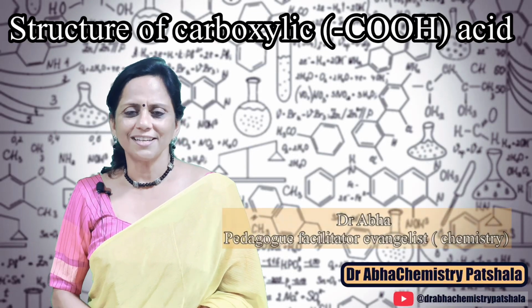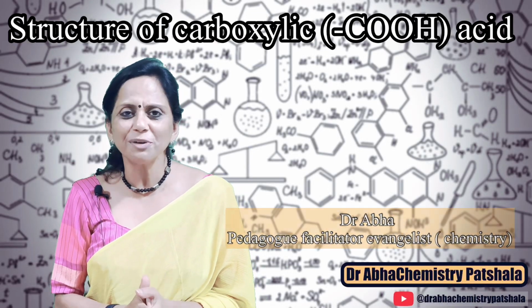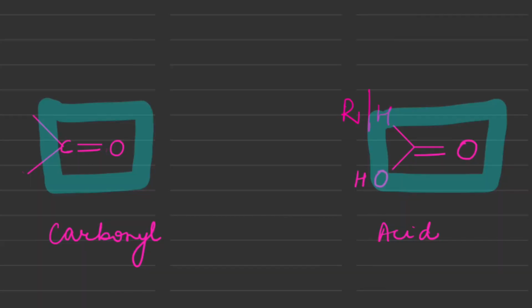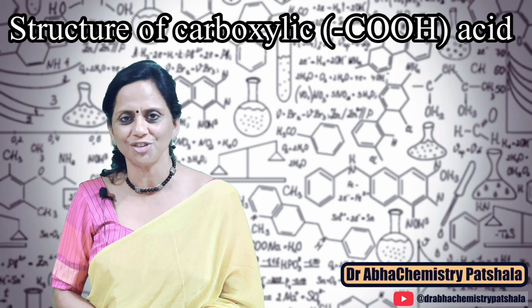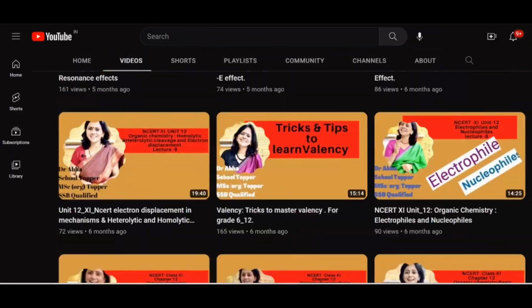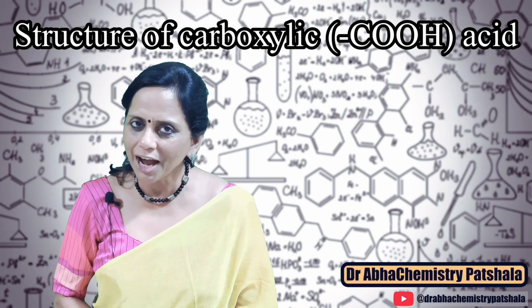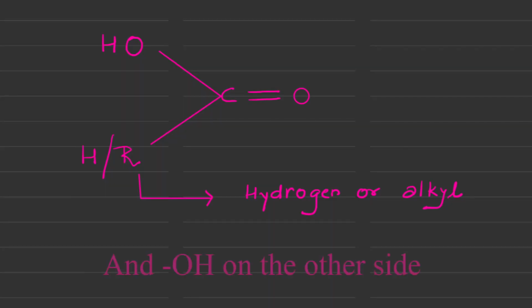Structure of carboxylic acid. The structure of carboxylic acid is very similar to the structure of carbonyls, because in carbonyls there is a carbon double bonded to oxygen. In carboxylic acid also we have a carbon doubly bonded to oxygen, and the other two bonds are satisfied by hydrogen and the alkyl groups on the other side.